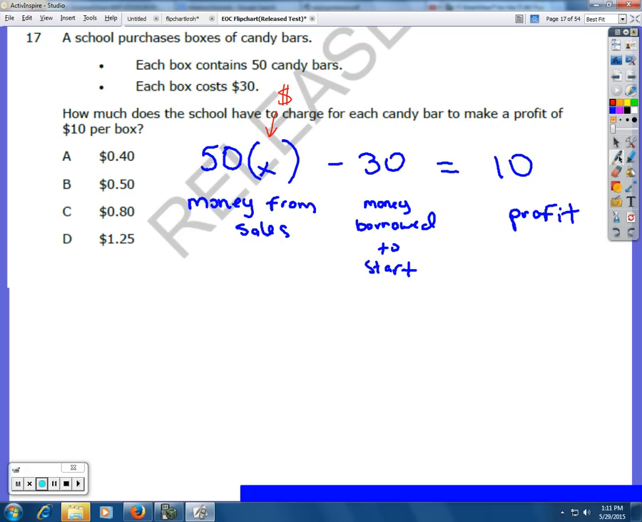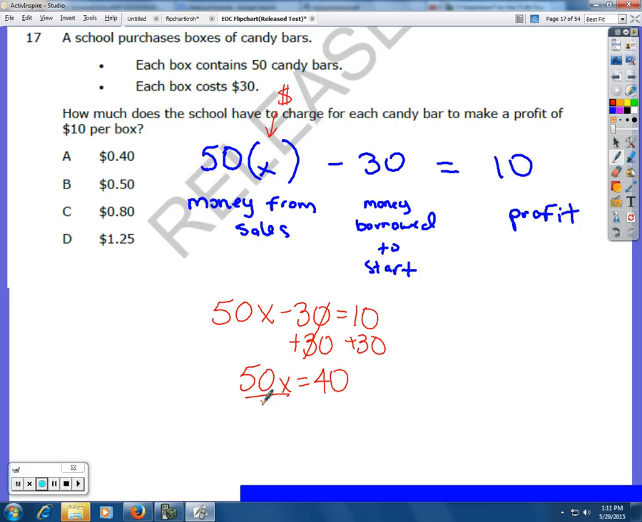So now we just solve our equation from here. Okay, so 50x minus 30 equals 10. So I'm going to add 30 to both sides. And then divide by 50. Remember, this is still no calculator. 40 over 50 is going to be 0.8. Okay, that means it's going to be 80 cents. We don't get to use the calculator till, I think, number 19. Okay, so in order to make a profit of $10 for each box, we would have to sell the candy bars at 80 cents.